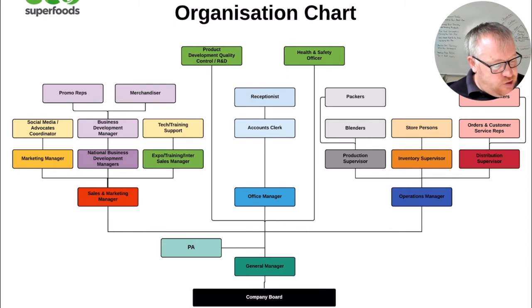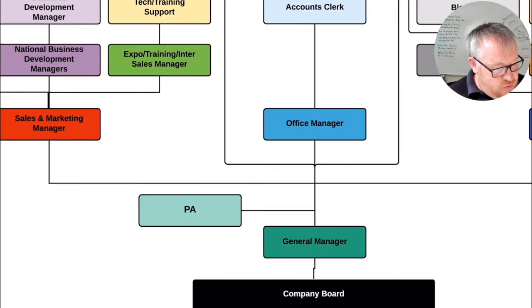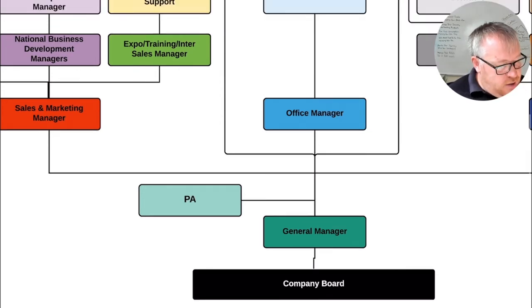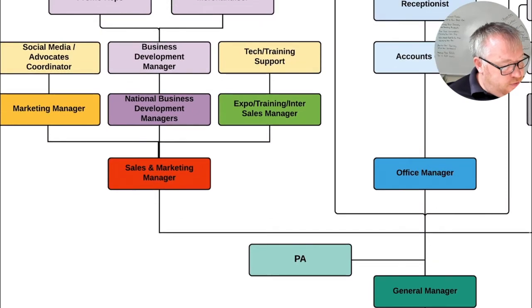On the organisational chart here, we've got a box for each role. We've got the company board, and we've got the general manager. We were putting a general manager in place for the business. It was time for them to do that. And then you've got the office manager and the different departments.